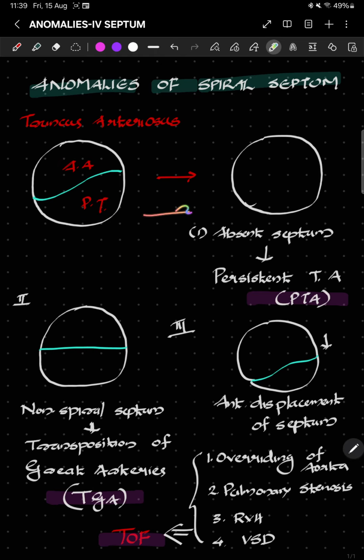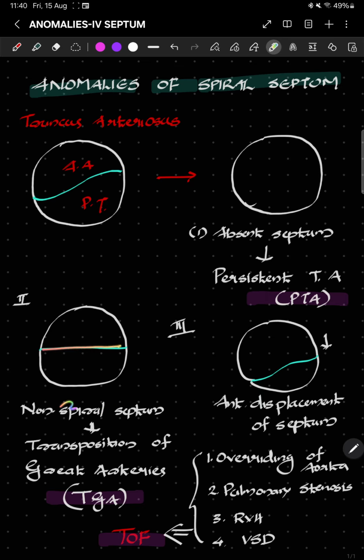Whenever there are certain congenital abnormalities, there will be persistence of certain congenital heart diseases. Sometimes there will be no spiral septum here, and the absence of the septum will lead to a condition called persistent truncus arteriosus. In another case, the septum will be present, but the usual spiral nature of the septum will not be there.